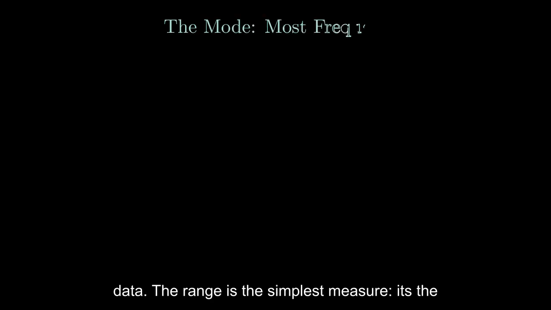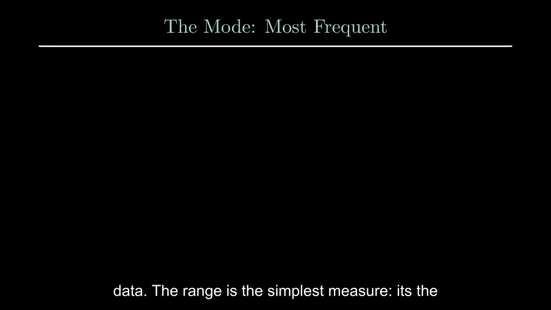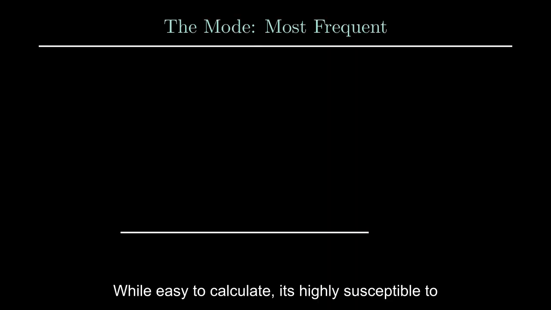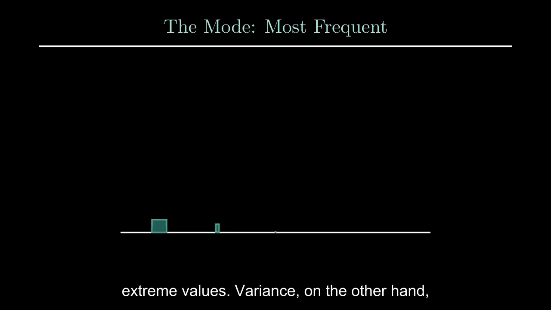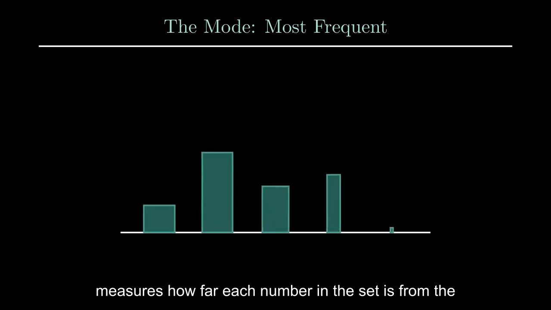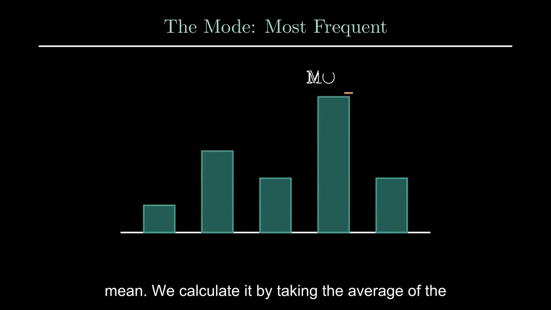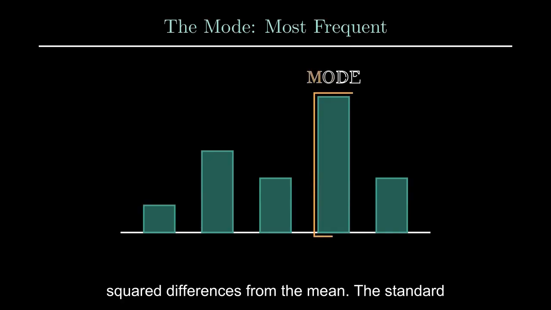Beyond the center, we need to understand the spread or variability of our data. The range is the simplest measure. It's the difference between the highest and lowest values. While easy to calculate, it's highly susceptible to extreme values. Variance, on the other hand, measures how far each number in the set is from the mean. We calculate it by taking the average of the squared differences from the mean.